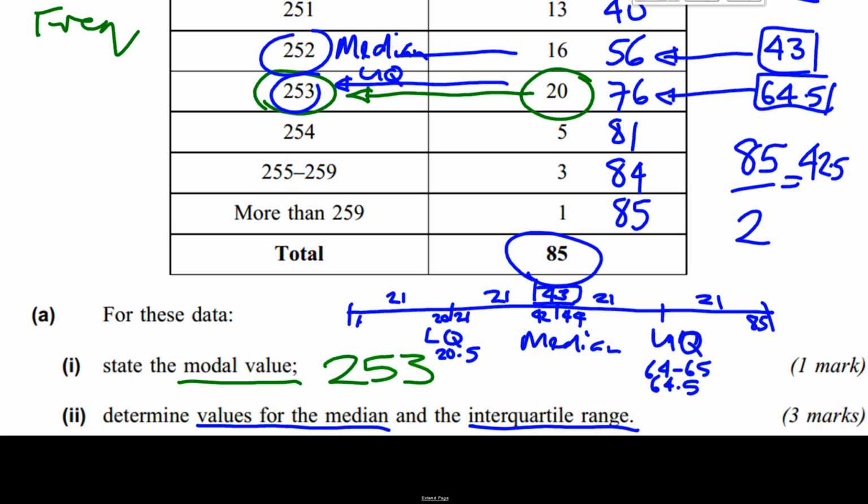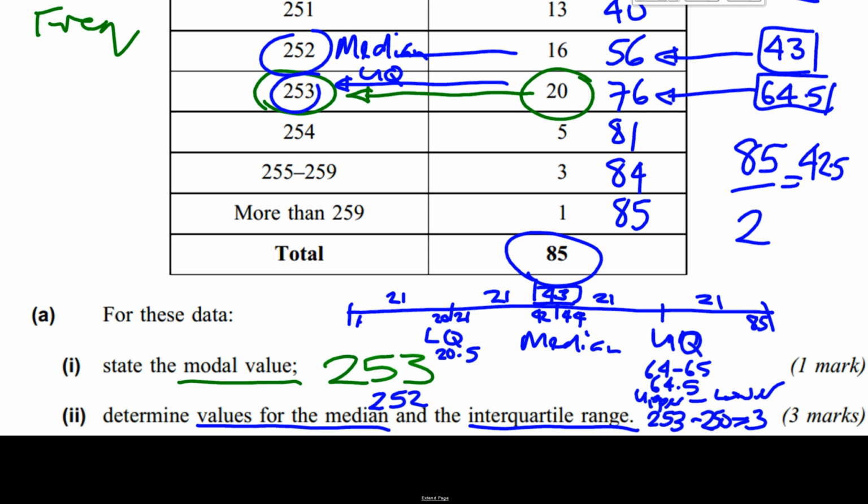The first question it asked us is, what is the median? Well, we worked that out. The median number of matches in a box is 252, and our interquartile range is the upper minus the lower. We had 253 as our upper value and 250 as our lower value. So the interquartile range is 3. That's pretty straightforward, and that got us 4 marks, and we can do all of that without the calculator.